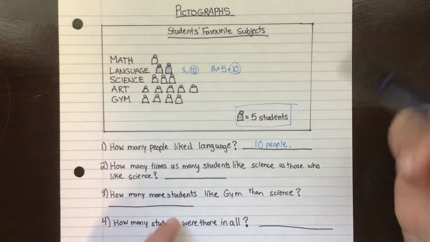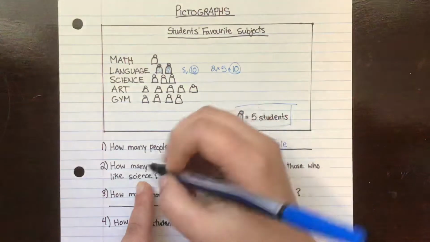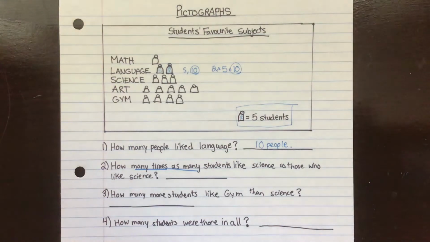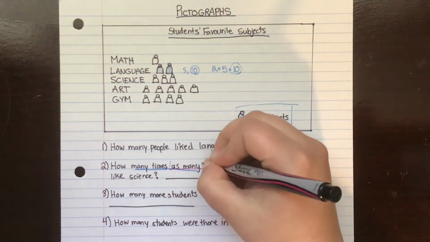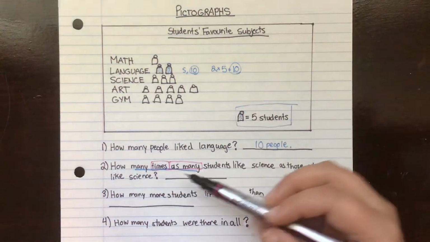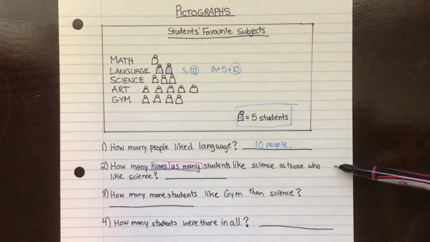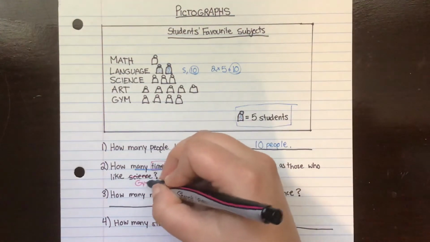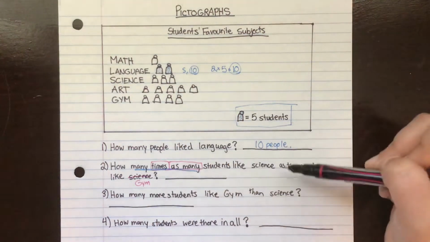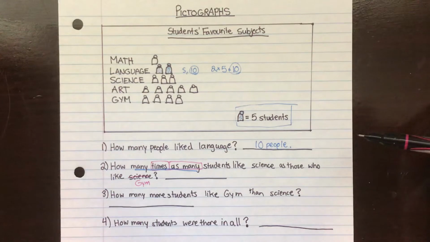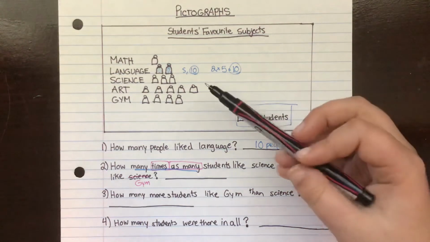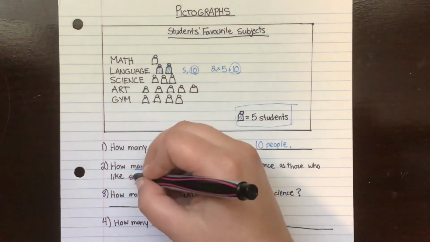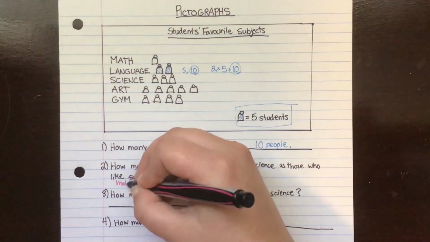There we go. Now the second type of question is asking us how many times as many. I'm going to switch colors for that actually. So as many is the key word there, and times within that. How many times as many students like science as those who like, sorry, that should be gym. So how many times as many students like science as those who like gym? So we look at the number of people in, sorry, this question is really backwards. As they like math, that's what it's supposed to be.